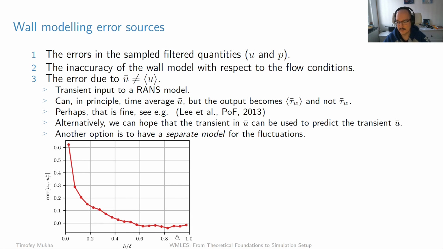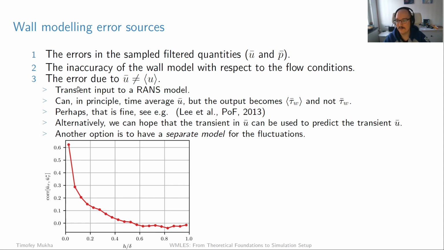So this is expected. But the reasonable question is, how well are they correlated within the region where we can think of putting our sampling point in, which is probably up to about h over delta 0.3 or something. And what we can see is that the only good correlation is in the first off-wall cell, which is here. And then we get about 0.6. So maybe we can hope that we're actually getting something reasonable by applying this procedure.